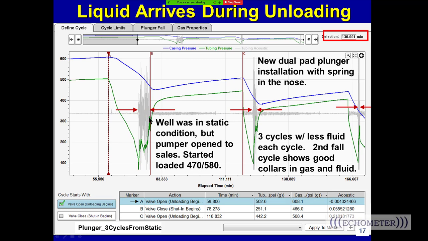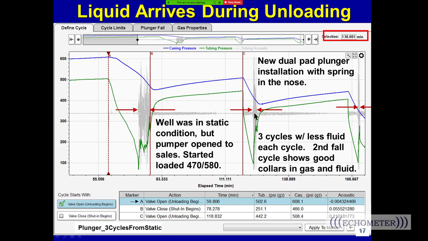And then right there, the plunger arrives, and immediately we shut the well in because we're just trying to swab that liquid out and drop the plunger. And so here's the plunger falling back through the gas. Here it's falling through the liquid, and then right up there, it's on the bottom. And then we open it back up.